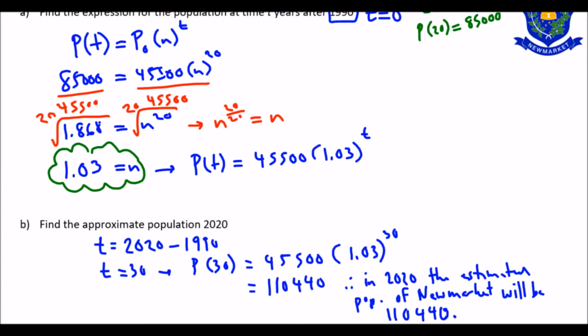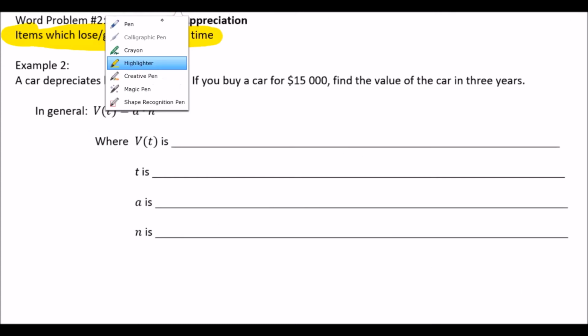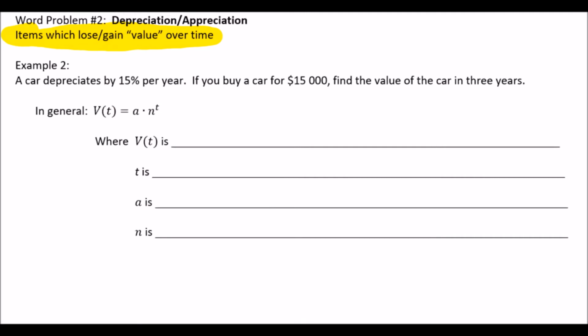All right, let's continue on to depreciation and appreciation, word problems number 2, type number 2. So this is when items lose or gain value over time. There are lots of examples of where things can gain or lose value over time. In fact, there is very little, if anything, that actually stays stagnant over time. Most things either gain value or lose value over time.